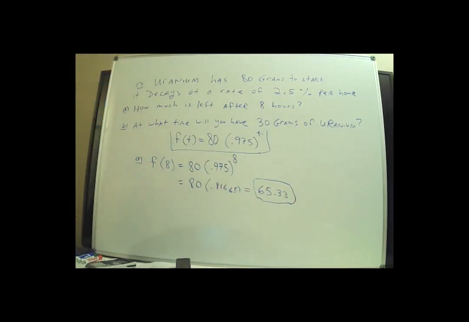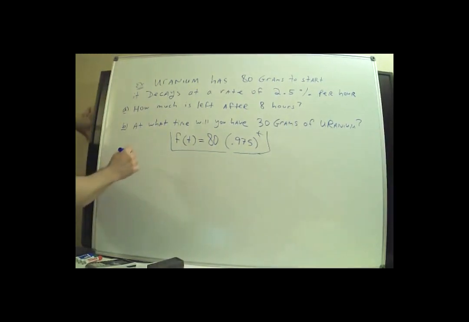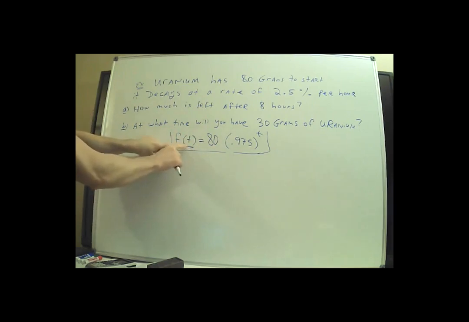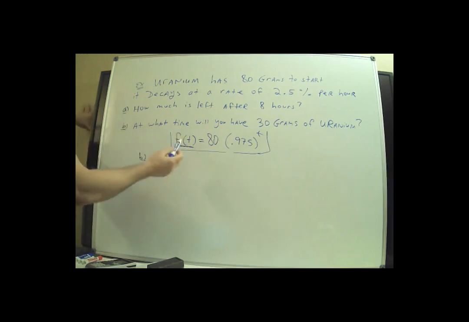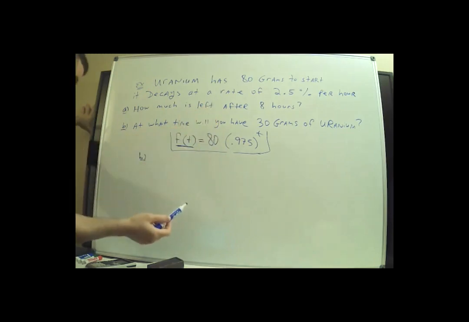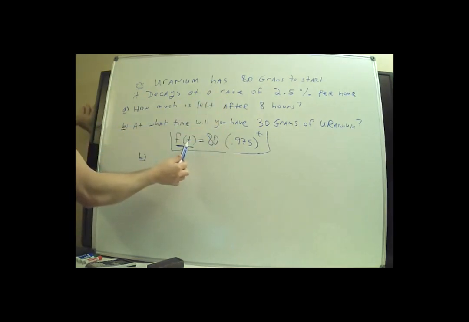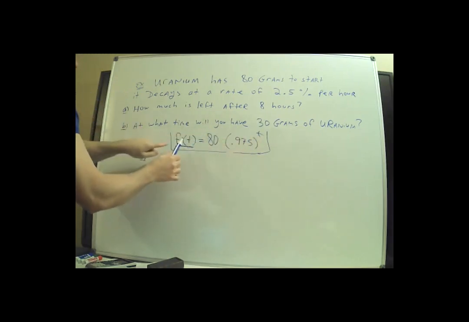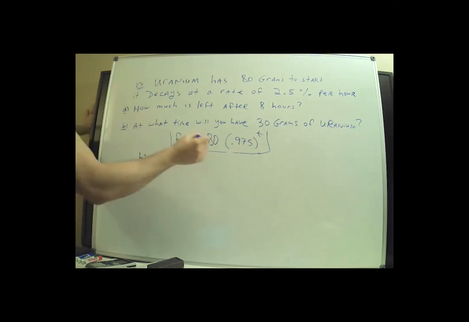All right, now we're going to do the second part. For part B, at what time? Now, this time I'm giving you the amount that you have after a given time. When I plugged in 8, I got 65, so this is an amount. I want to know what time you're going to have 30. So I'm basically replacing this with 30, but I'm going to put it on the other side because it looks a little weird this way.